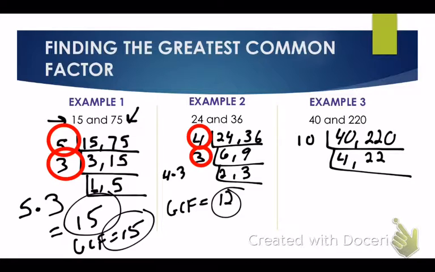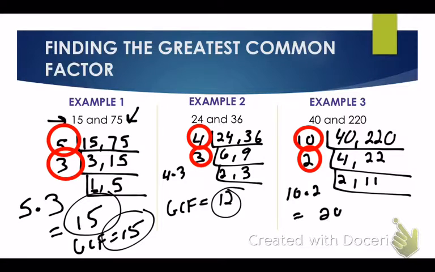What goes into 4 and 22? Well, 2 does. How many 2s go into 4? 2. How many 2s go into 22? Well, that would be 11. And hey, 2 and 11. Those are both prime numbers, so we just simply multiply the numbers on the side, 10 and 2. 10 times 2 gives us 20, so our greatest common factor equals 20.